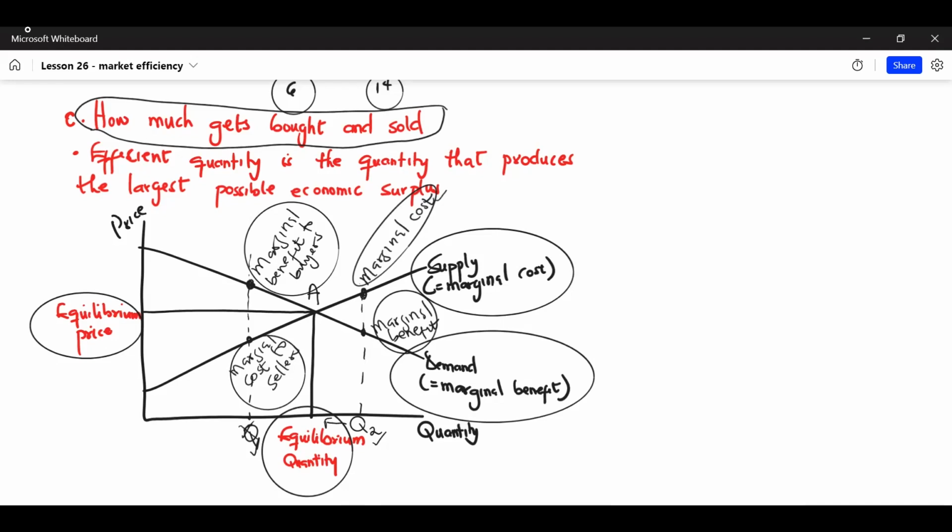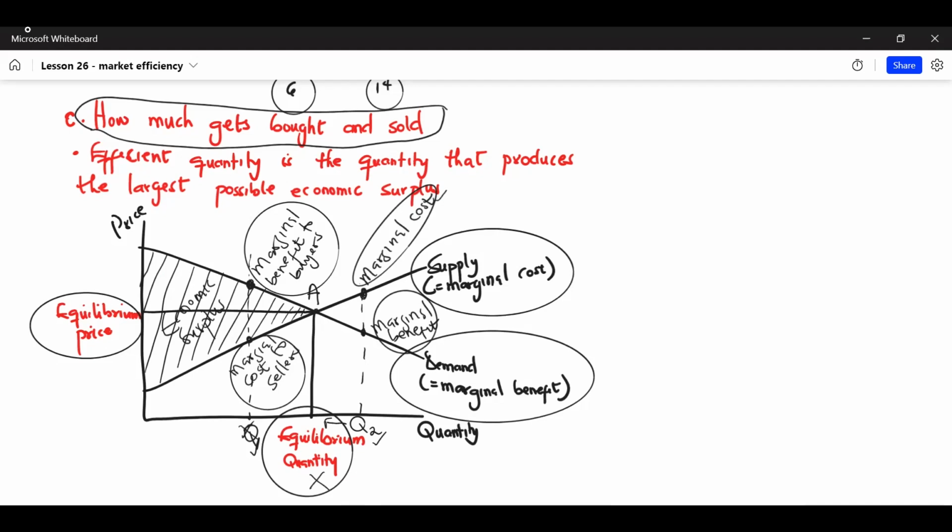The equilibrium quantity resulting from the forces of demand and supply is the quantity that maximizes economic surplus. Economic surplus is measured by this entire triangle here. So this is our economic surplus. We can see from this graph that the point where economic surplus is maximized is at the equilibrium quantity. So the market is efficient if it produces at the point that maximizes economic surplus. That is, a competitive market leads to the efficient quantity of any good that can be produced.